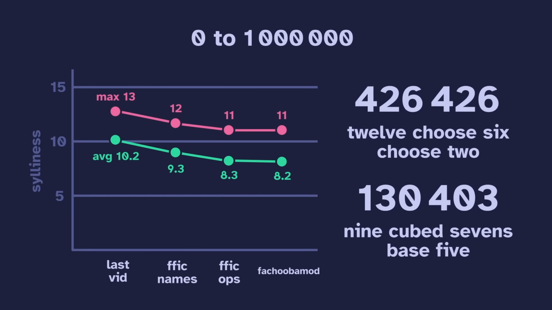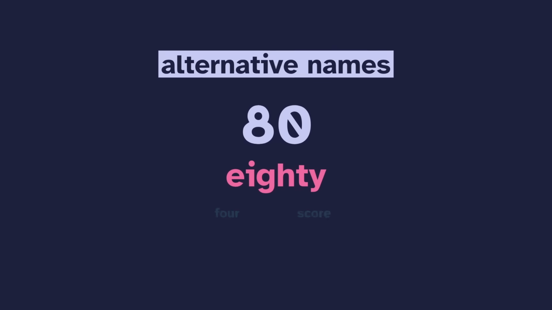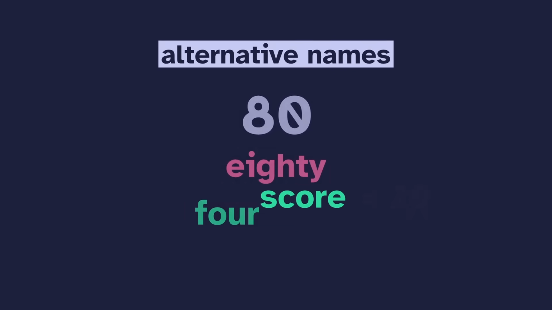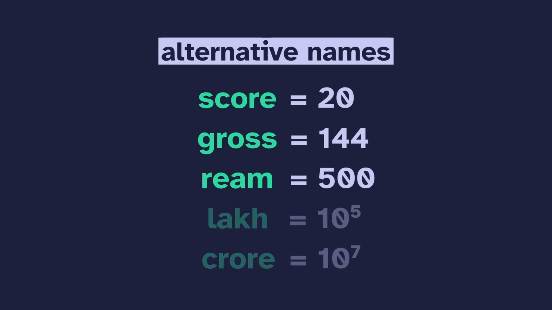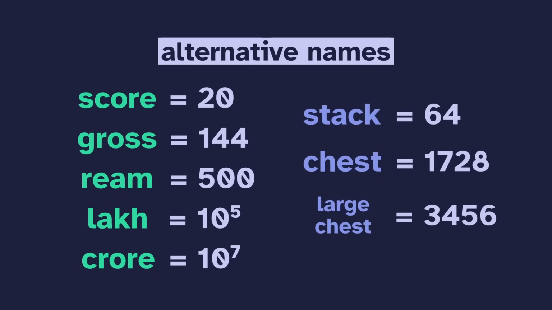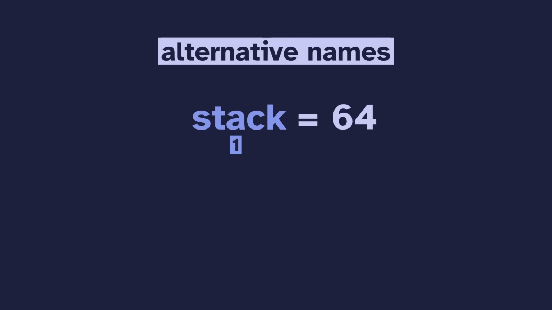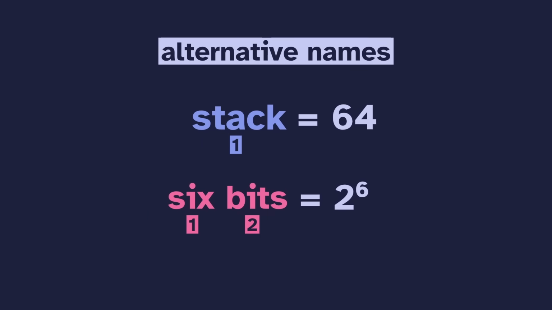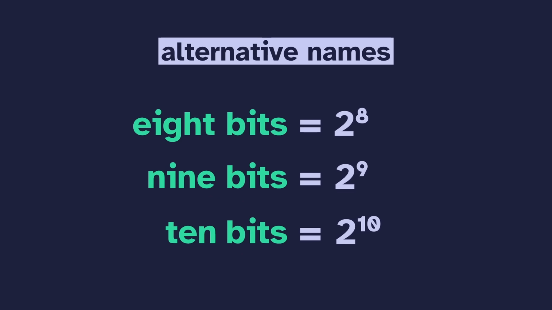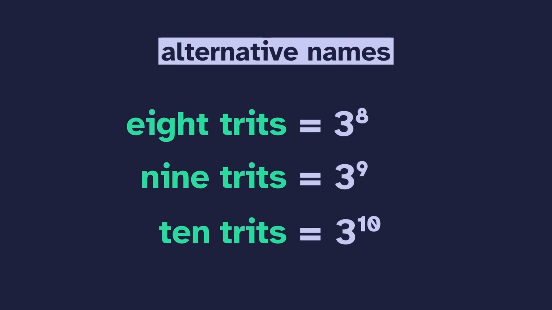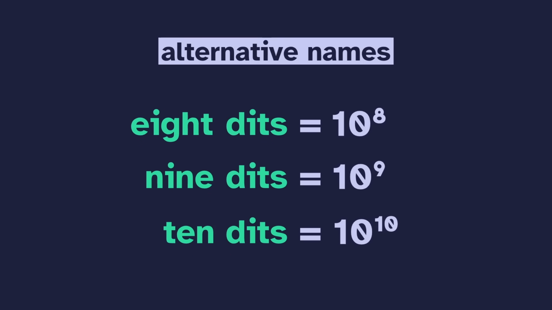And now it's time we look at the final improvements. Alternative names. Instead of 80, we can say 4score, just like Ham Link. There's also Gross, Ream, and the Indian numbers Lakh and Crore. We could also use Stack, Chest, and Large Chest from Minecraft. Yes, that's awesome. Stack is a monosilly. I was going to suggest 6 bits, but that's bisilly. Yeah, and technically 6 bits isn't the value 64, it's a measure of capacity. But if we ignore that, the idea would work well for higher numbers, like 8 bits, 9 bits, and 10 bits. And we can use trits for powers of 3, and dits for powers of 10.